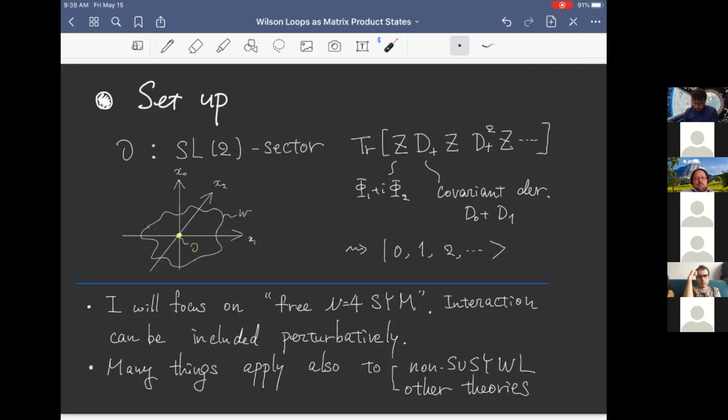So, in the rest of my talk, I'm focused on free N=4 CPM, but interaction can be included perturbatively. Another comment is that many things apply also to non-SUSY Wilson loops and other theories, but in my talk I'm going to focus on N=4 CPM just to be very concrete. Okay.